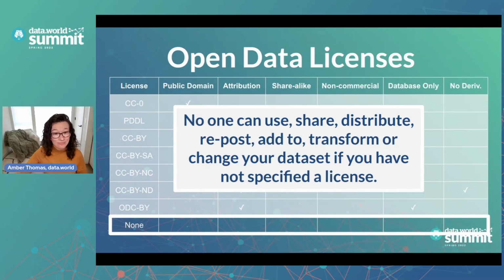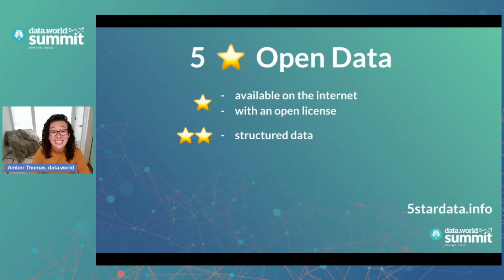Okay, that's 1 star. To get 2 stars, you need to have everything involved in one, online, with an open license, and the data needs to be structured. Now, what this means is that it needs to be in a format that makes it easy for other people to use. So here's an example.